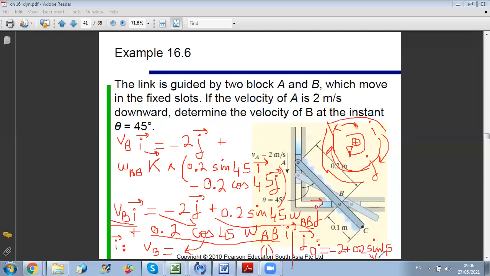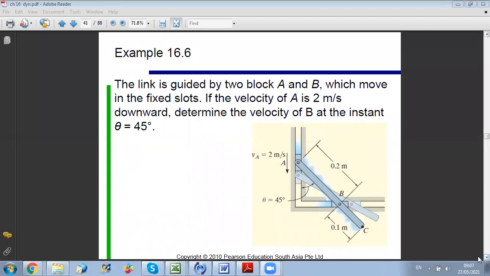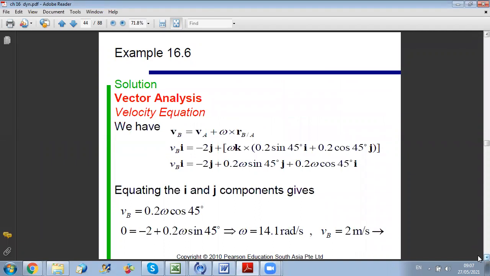And once I get omega AB from the second equation, I just have to replace it into the first equation to get VB. Okay, in this way, I have solved for my two unknowns, the velocity of B and the angular velocity of the rod. Any question on this? If anything is not clear, I can repeat. Please ask if you want. So let us see the details again. You write the vectorial relation between the two points, and once you have the developed relation, you compare along I and J to get your two unknowns.